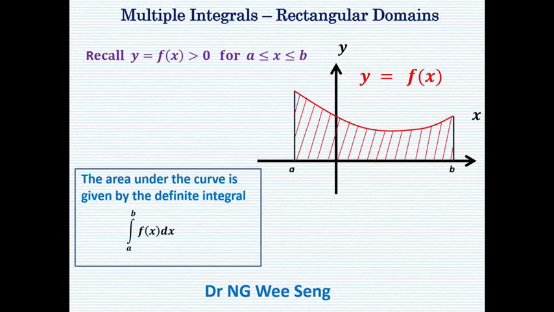When we have a function f(x), positive, defined on an interval a to b, the area between the curve and the x-axis over this interval is given by the definite integral as shown in the box.